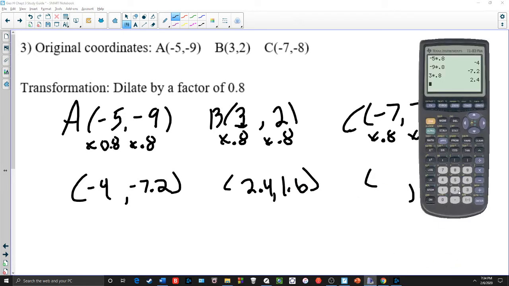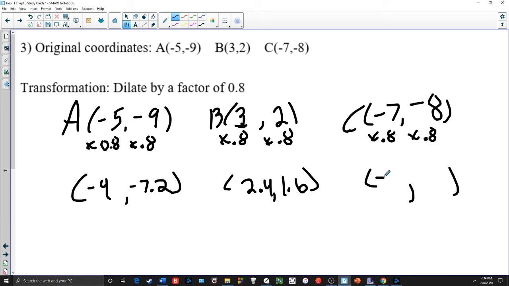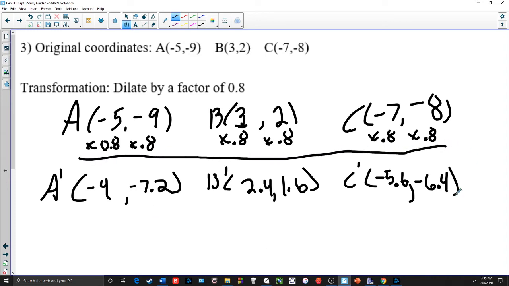And then we do the rest of it. Negative 7 times 0.8 would give me negative 5.6, right? And then negative 8 times 0.8 would give me negative 6.4. And that's it. That's A prime, B prime, and C prime. Again, showing your work is always good. That way, if you do something wrong, your teacher can give you partial credit. But dilations only require you to multiply the x and y by the same number, not by different numbers, not by switching signs, not by switching numbers, but just take the scale factor and multiply it to everything in the points.